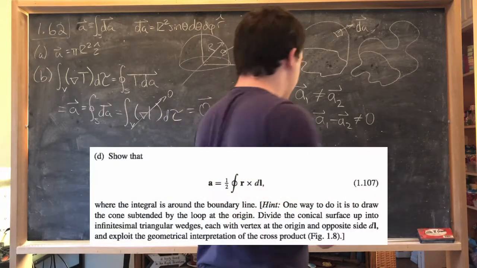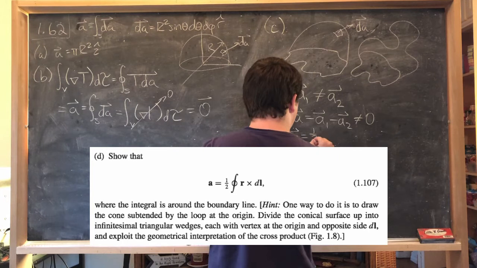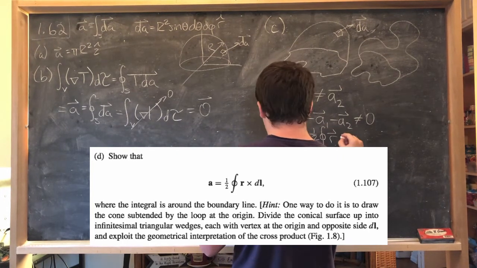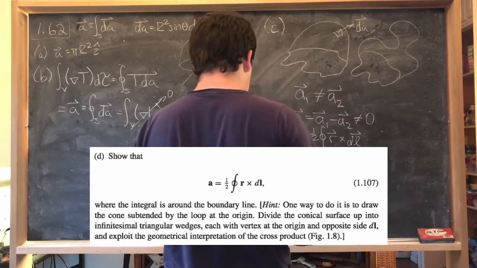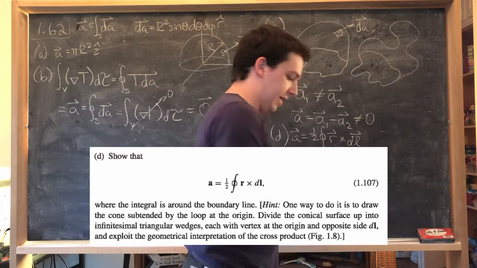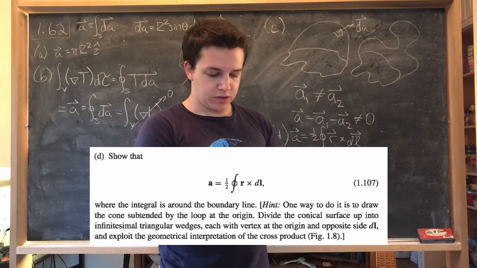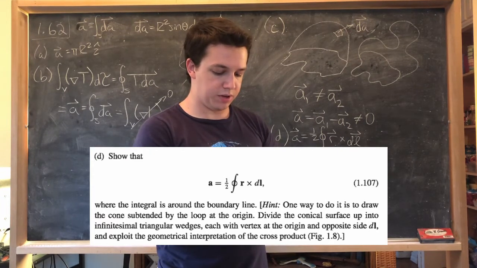Show that A equals 1/2 integral of R cross dl, where the integral is around the boundary line. Hint: one way to do it is to draw the cone subtended by the loop at the origin.